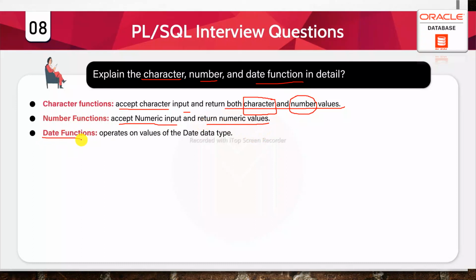Next, we have date functions. Date functions operate on values of the date data type. Basically, date functions like we have next month, months between, or we have next day, last day. So these are the functions, and they work only on the date data type. So this was about character, number, and date functions.